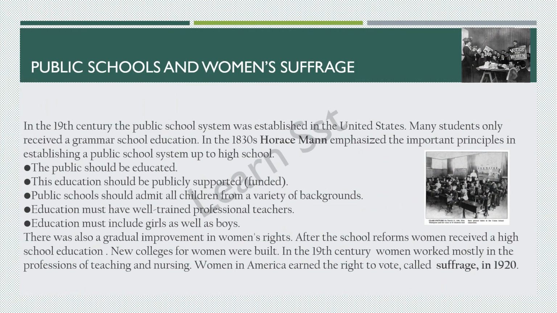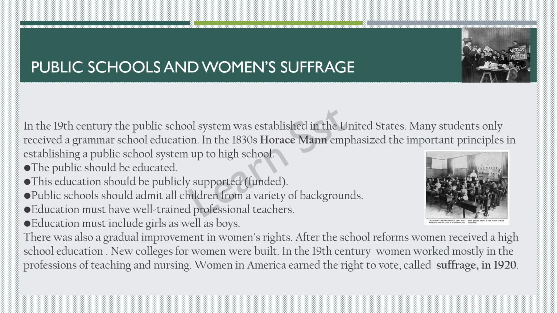Let us see the public schools and women's suffrage. In the 19th century, the public school system was established in the United States. Many students only received a grammar school education, that is, a basic education. In the 1830s, Horace Mann emphasized the important principles in establishing a public school system up to the high school. Now, what were those important principles? Let us see them one by one, of Mr. Horace Mann.